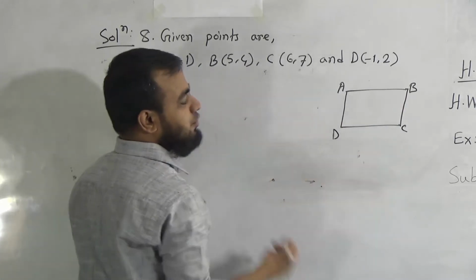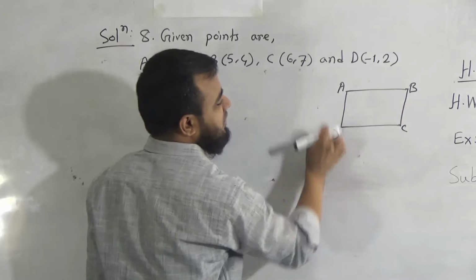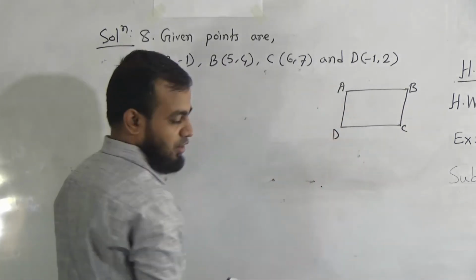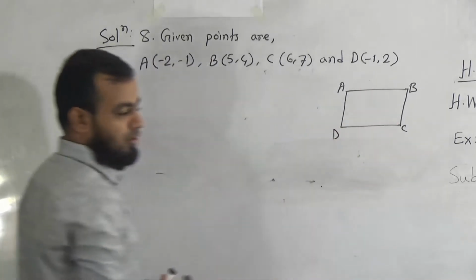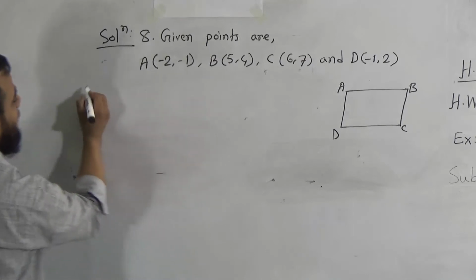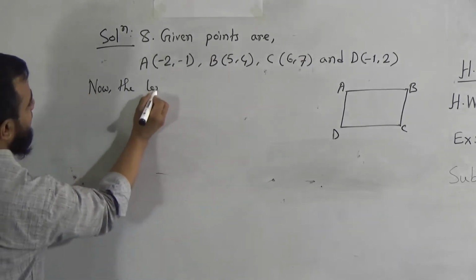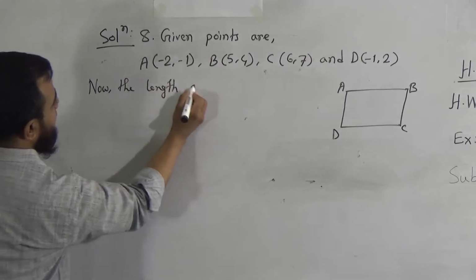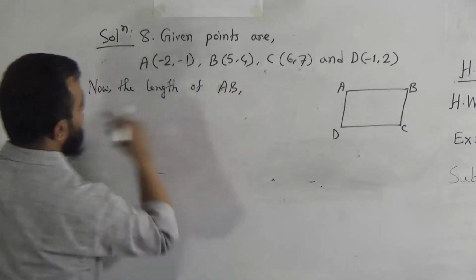We need to find out the length of AB, the length of BC, the length of CD, and the length of DA at first. And we will see whether the opposite sides are equal or not by finding out that. Now let's find out the length of AB. AB equal to what, my dear students?